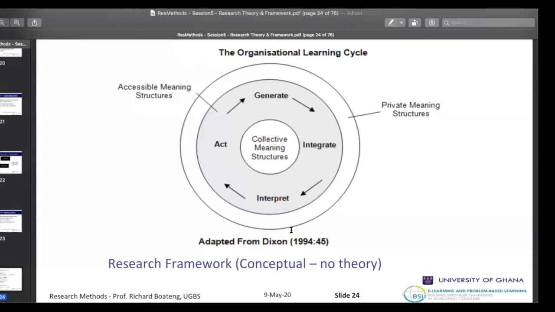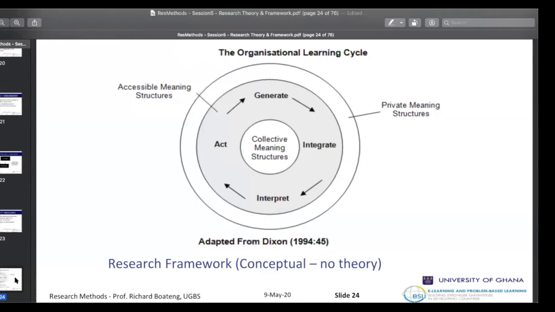But he said the ideal organization is the one that tries to increase more of the accessible meaning structures. That's all the theory of meaning structures the organizational learning cycle tries to explain. Okay. I used this in my master's for my long essay. So that's why you see me being able to explain it very well. Okay, I can share my master's with you for you to look at it.